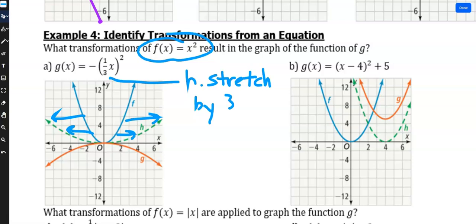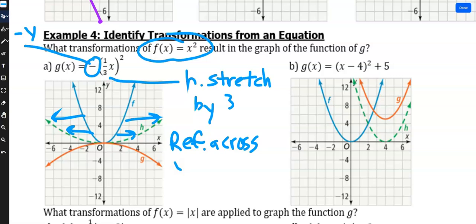And then after that, what's on the outside, right? That's changing the y value. So that's a reflection across the x-axis, which is why it flipped down. So that completely makes sense. Horizontal stretch, and then reflection across x-axis. Gotta change that.